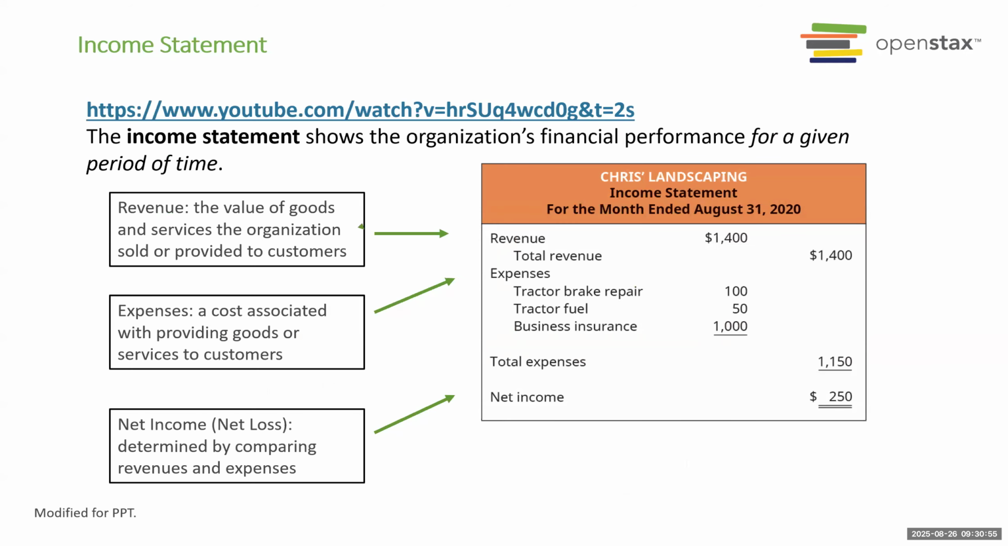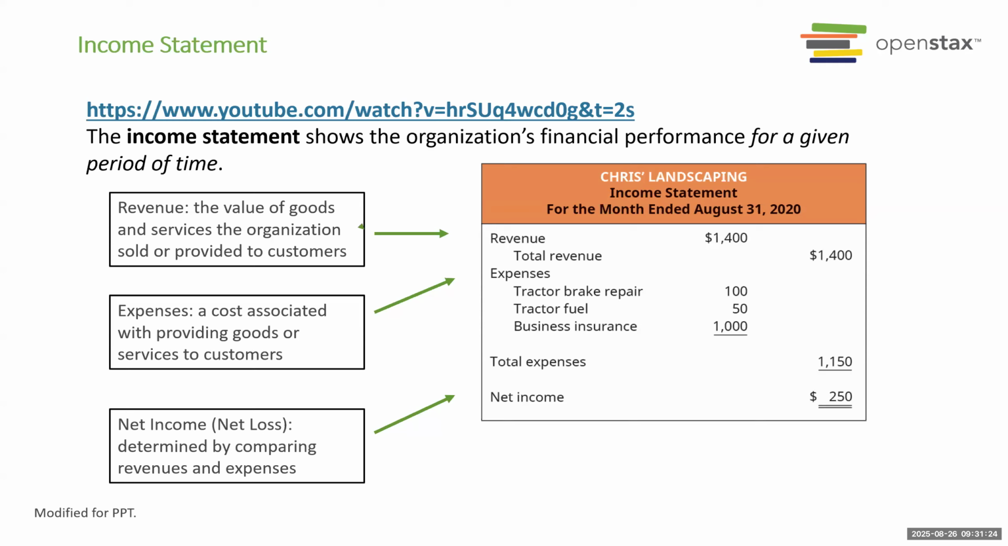Okay, let's talk about the income statement. You basically have three sections. You have the revenue, that's what your business is in business to do. That's what your primary revenue generation is from. That's primary services you provide or goods you sell. And then you have expenses. And these are expenses associated with generating that revenue.